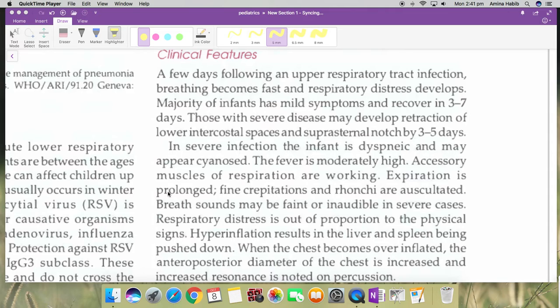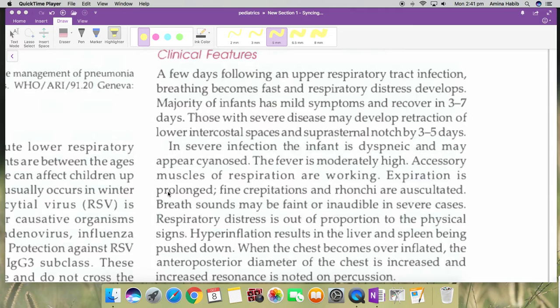So here in bronchiolitis there is no abscess formation and no pus, so there will be fine creps. Apart from that, the breathing will go towards the bronchial breathing pattern because expiration is prolonged, and sometimes bronchi are also heard on auscultation. The breath sounds are faint. That means there is decreased air entry, so the breath sounds are diminished or inaudible in severe cases.